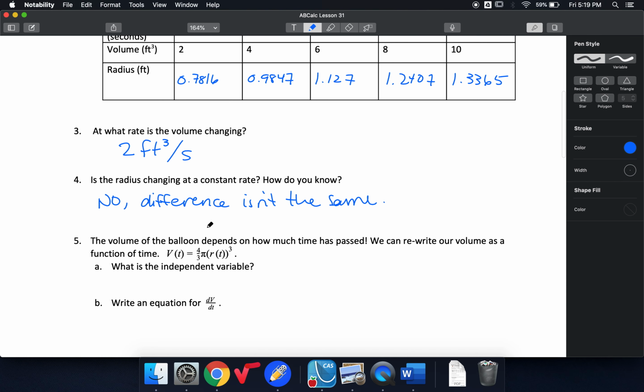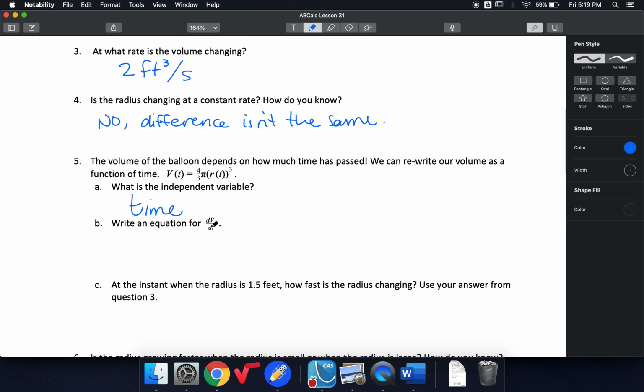So let's think about how we could find the rate at which the radius is changing. And this is why we call it related rates, because we're comparing two rates to each other. The volume of the balloon depends on how much time has passed. We can rewrite our volume in terms of the radius changing as a function of t. The independent variable is always time. I know that dV/dt is constant. dV/dt is just a constant 2.